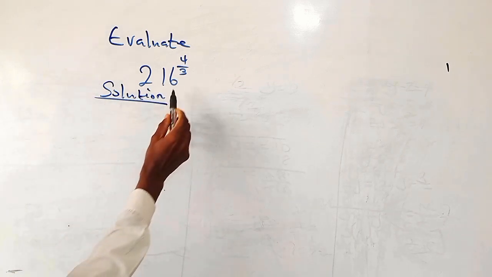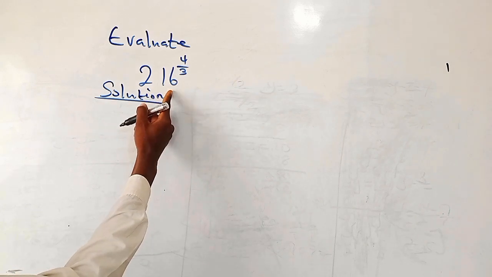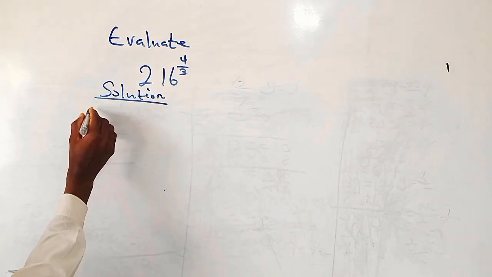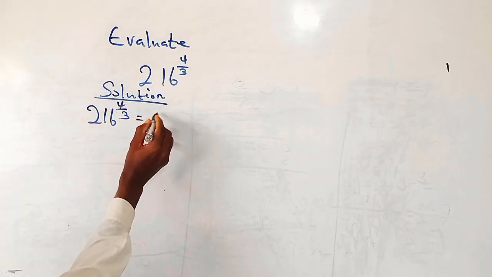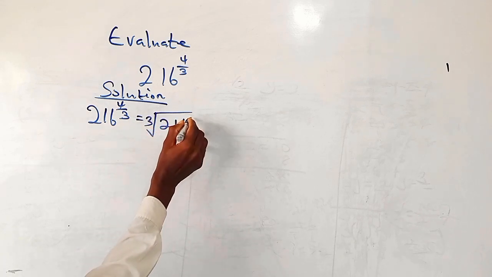Okay, so when you look at the exponents here, we have rational exponents. So how do we resolve this? For 216 raised to the power 4 over 3, we have the cube root of 216 raised to the power 4.